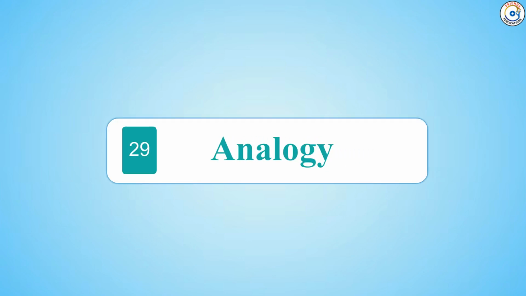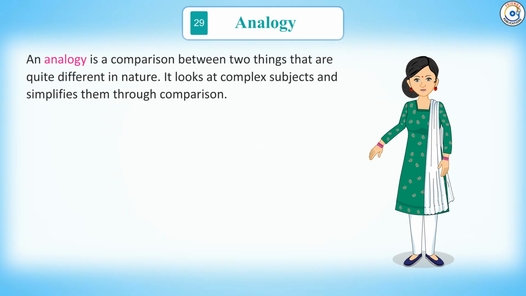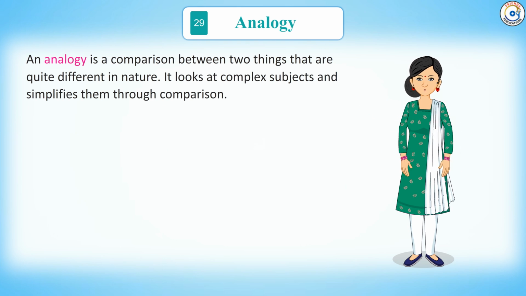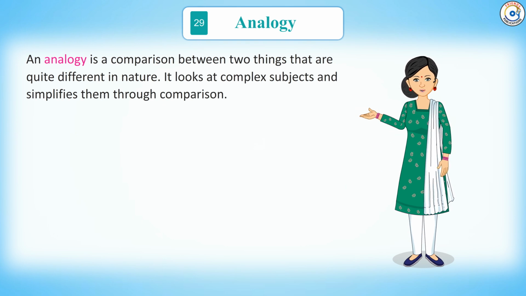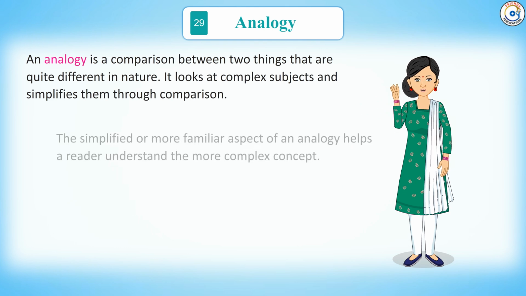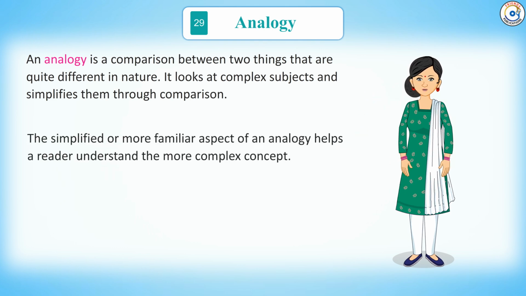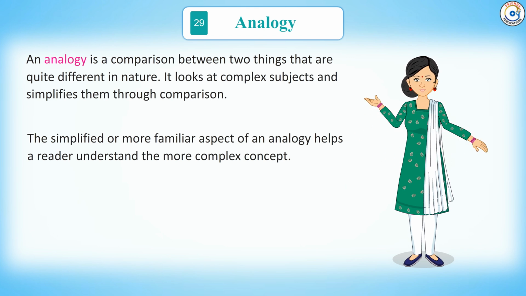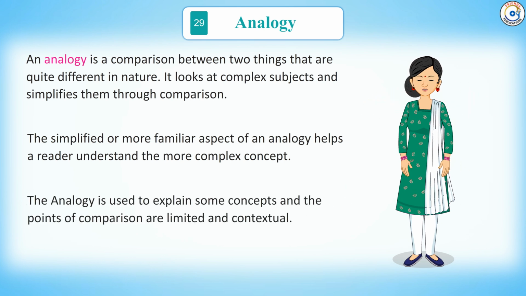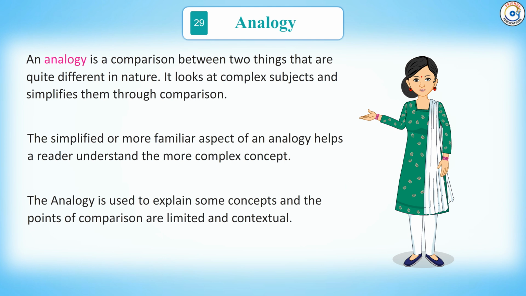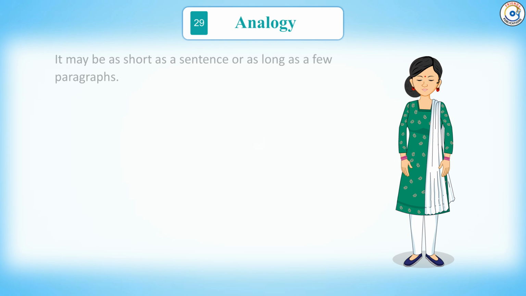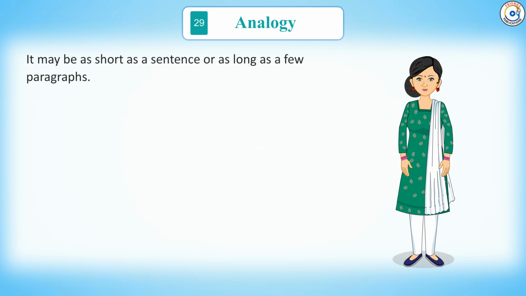Chapter 29. Analogy. An analogy is a comparison between two things that are quite different in nature. It looks at complex subjects and simplifies them through comparison. The simplified or more familiar aspect of an analogy helps a reader understand the more complex concept. The analogy is used to explain some concepts, and the points of comparison are limited and contextual. It may be as short as a sentence or as long as a few paragraphs.